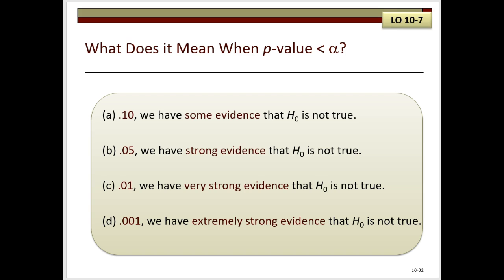So when the p-value is less than the significance level of 0.10, we have some evidence that H sub 0 is not true. When the p-value is less than the significance level of 0.05, we have strong evidence that H sub 0 is not true. When the p-value is less than the significance level of 0.01, we have very strong evidence that H sub 0 is not true. And finally, when the p-value is less than the significance level of 0.001, we have extremely strong evidence that H sub 0 is not true.